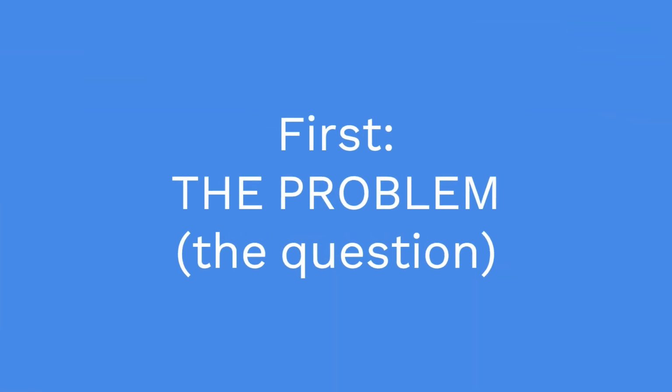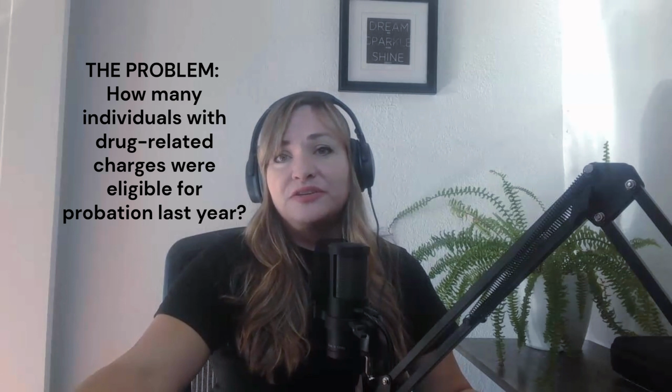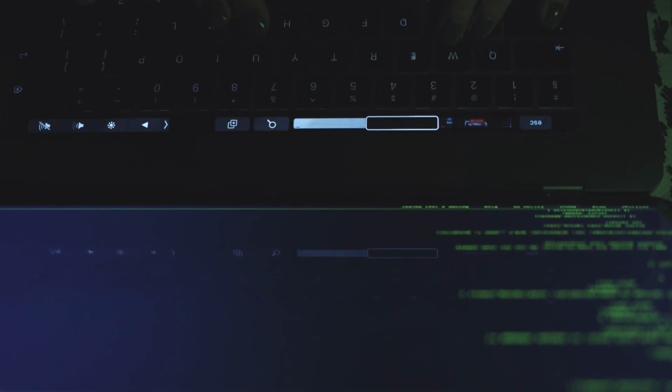So first, the problem. A director or a program manager needs to understand something like how many individuals with drug-related charges were eligible for probation last year. Next would be the data access. So now it's on me to locate the data. That could mean pulling from a SQL database, requesting a report, or digging through Excel CSV files.